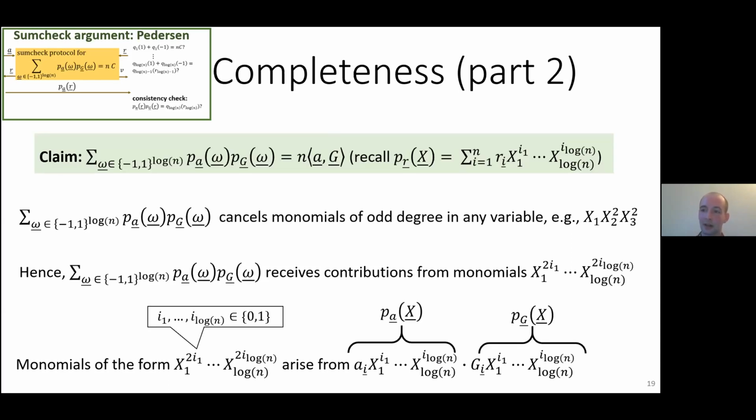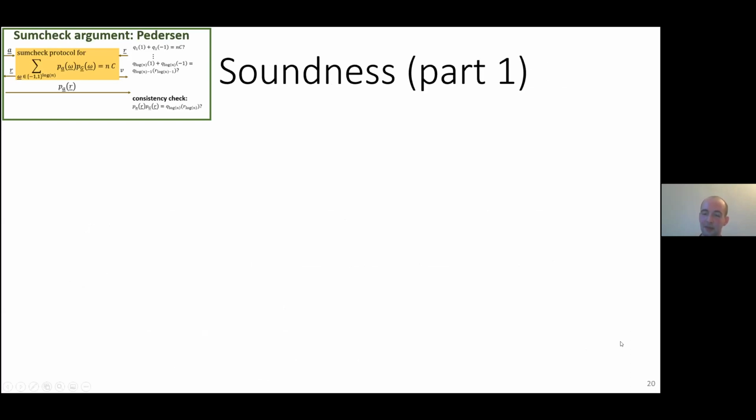And then if you follow logic like this, you can see that every term used to produce the Pedersen commitment comes up exactly once as part of this sum. Okay, and so considering the triangle on the previous slide, this is enough to prove that the protocol is complete. Okay, so now let's talk about soundness.